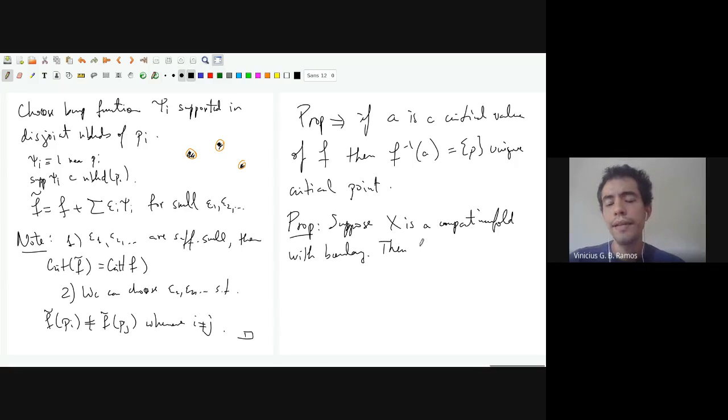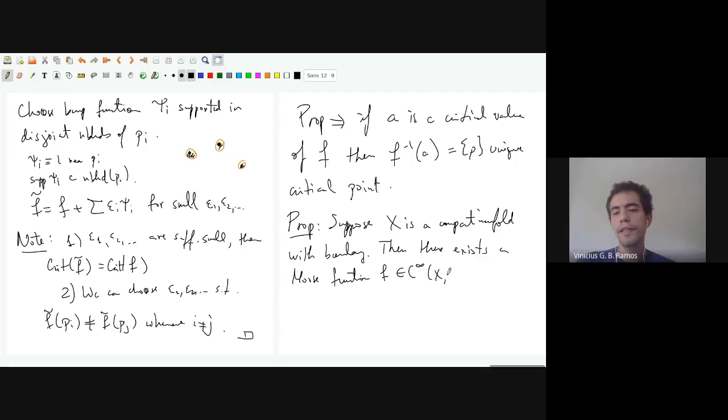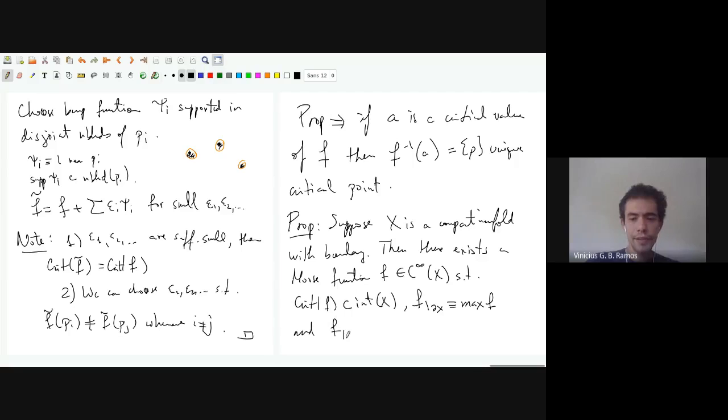Then there exists a Morse function f, a C infinity smooth function, such that the critical points are all in the interior of X. Moreover, the function restricted to the boundary is equal to the maximum of f, and the function restricted to the interior is less than the maximum of f.